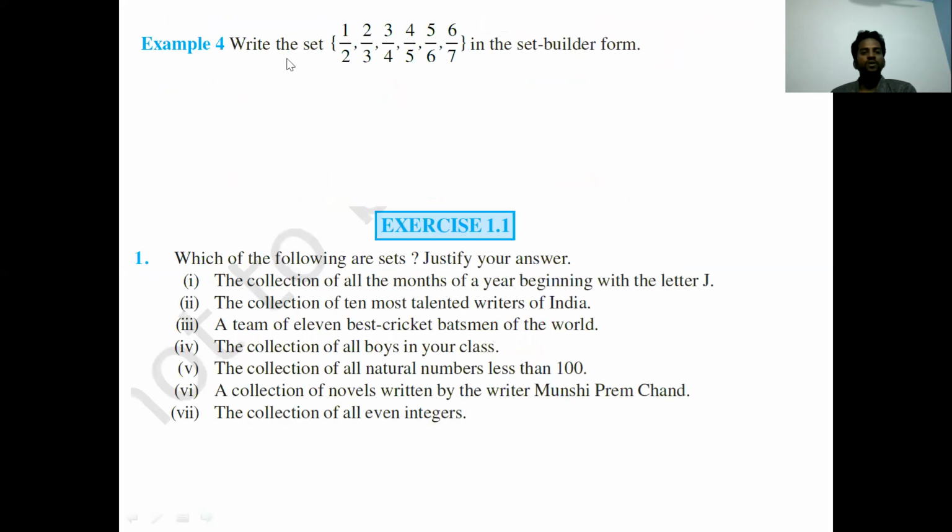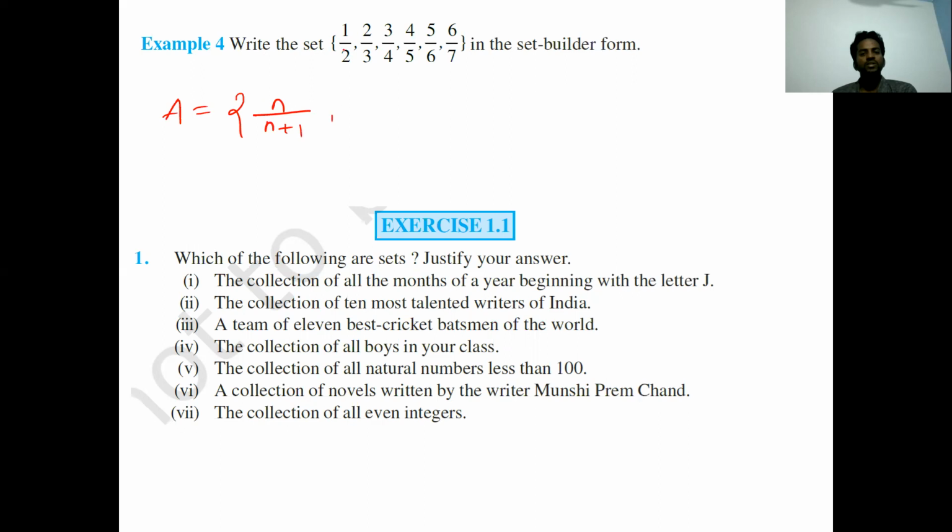See the next problem. Write the set 1 by 2, 2 by 3, 3 by 4 till 6 by 7 in the set builder form. Means they have given it in the roster form, now to convert into the set builder form. So write A equal to. Now observe the terms: numerator 1, and in the denominator plus 1 more. Means n divided by n plus 1.